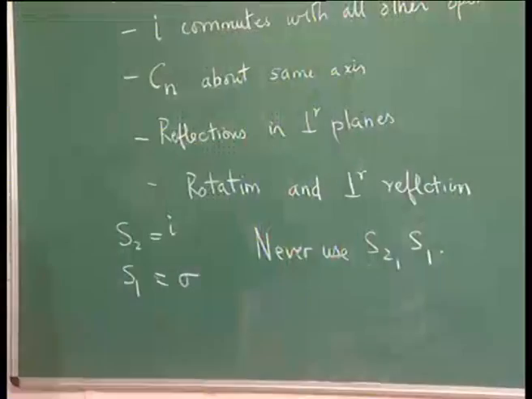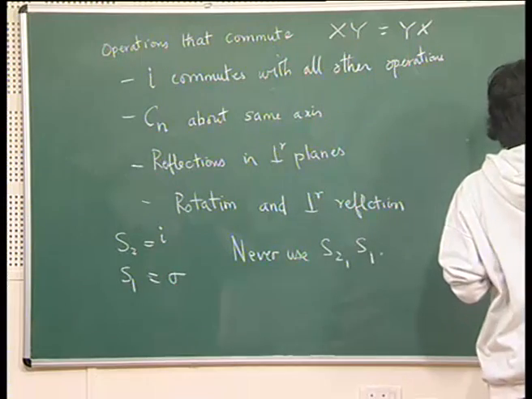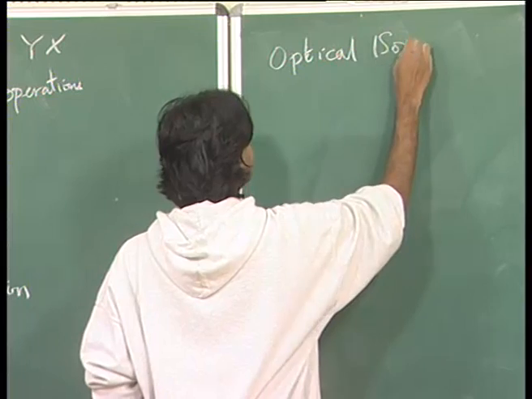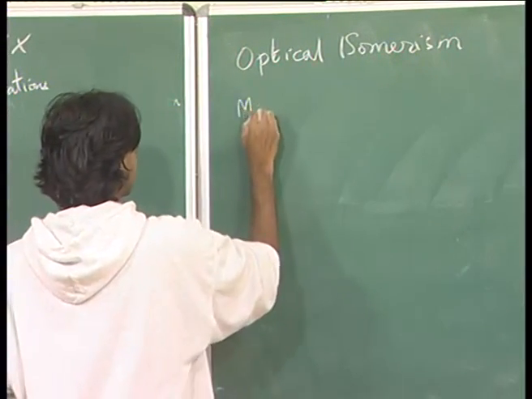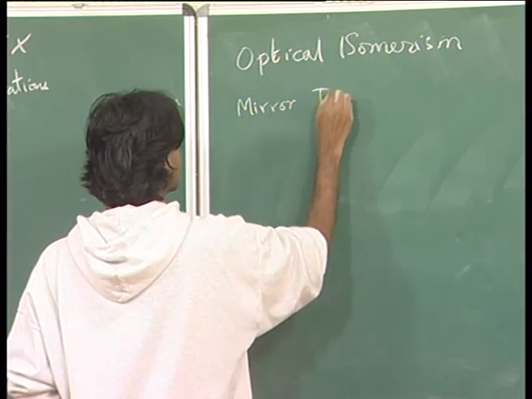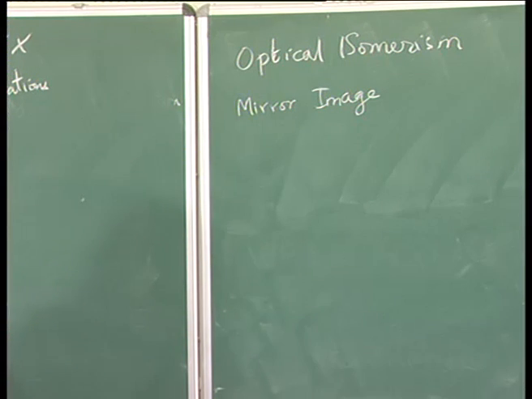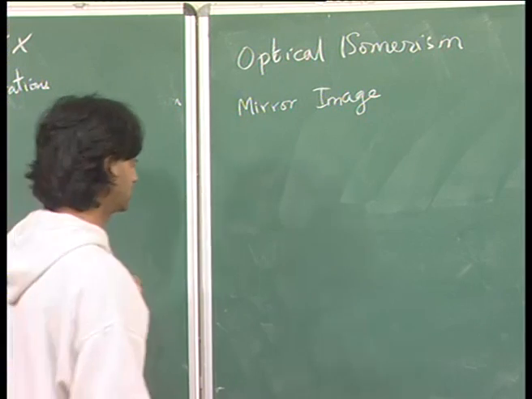Okay. Next, we will come to the concept of optical isomerism. In order to do this, we have to introduce the concept of mirror image. So we are going to talk about optical isomerism. In order to do this, we will say what a mirror image is. Now, I will do this with an example so it becomes very clear and there is no confusion.